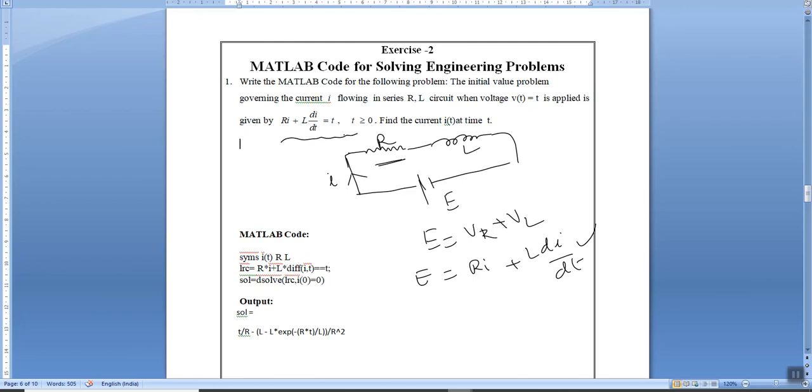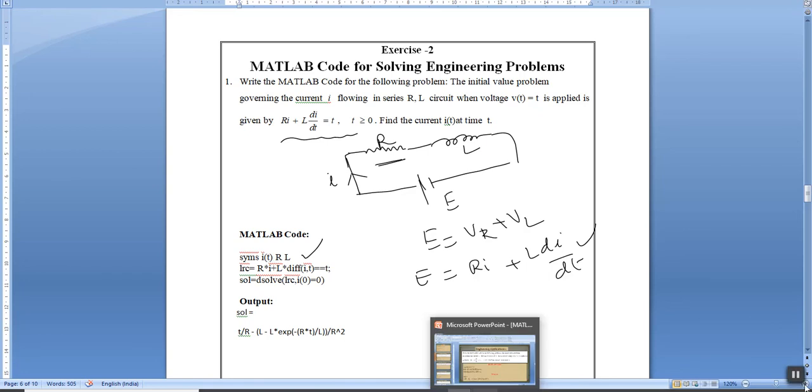Then how to solve this differential equation with the help of MATLAB programming. So, very simple. Here I is the dependent variable, t is the independent variable, that is why we are giving it so. Okay, I will zoom it.